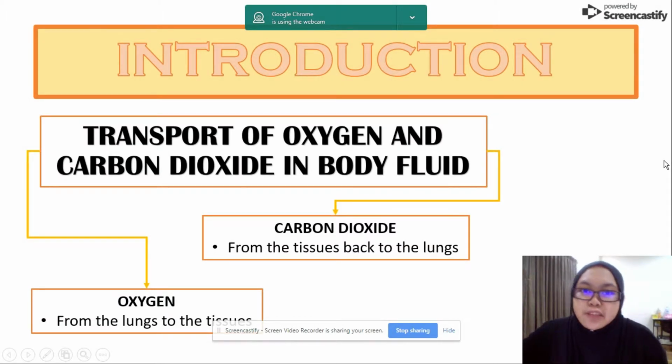Introduction to the transport of oxygen and carbon dioxide in the body fluid. So, what is actually meant by this topic? Basically, it is the gaseous exchange process where oxygen is transported from the lungs to the tissues, while carbon dioxide is transported from the tissues back to the lungs.